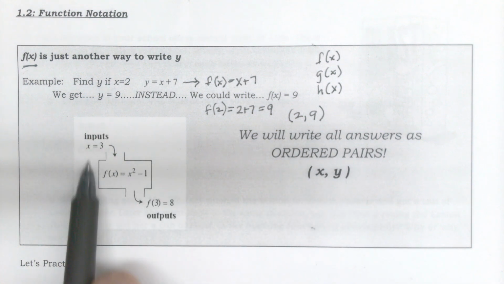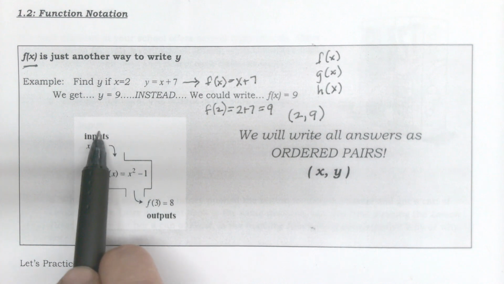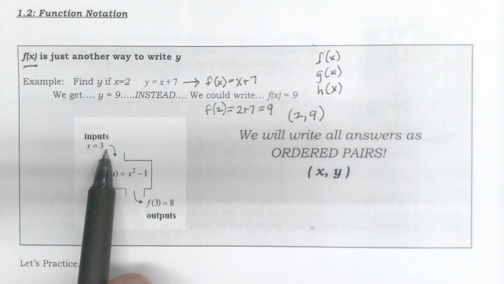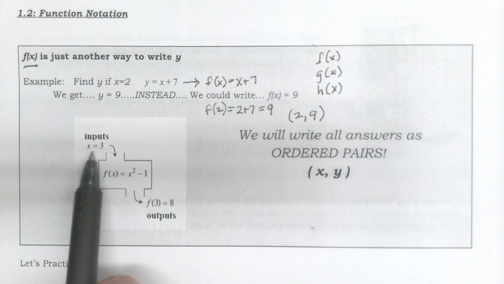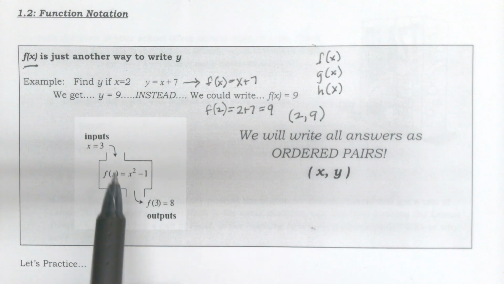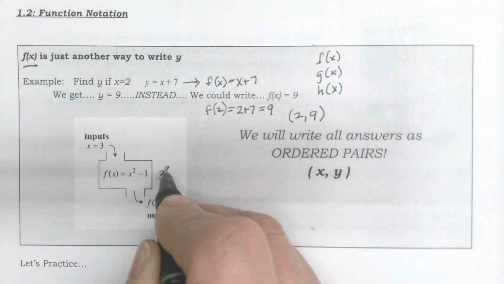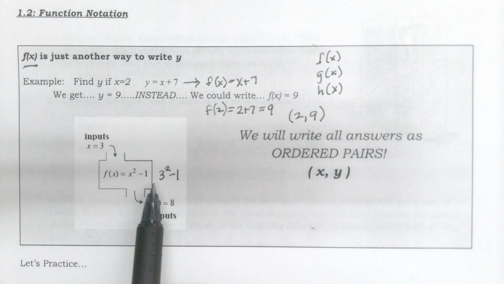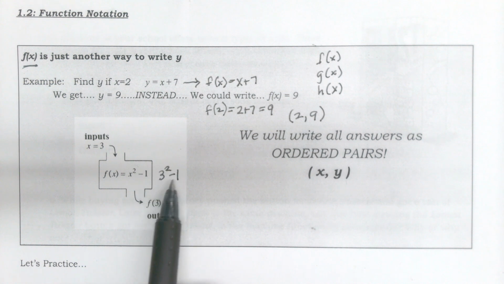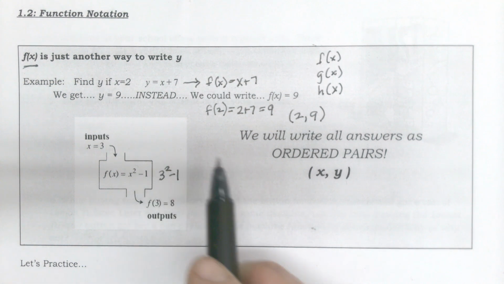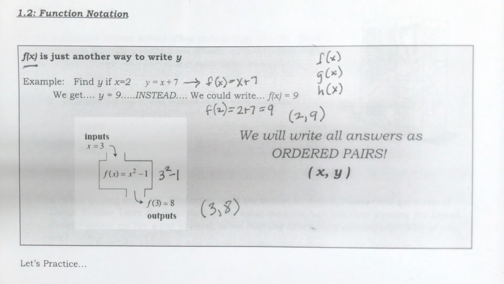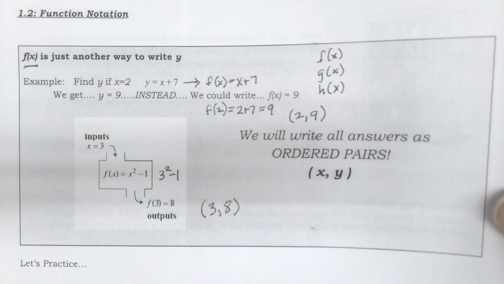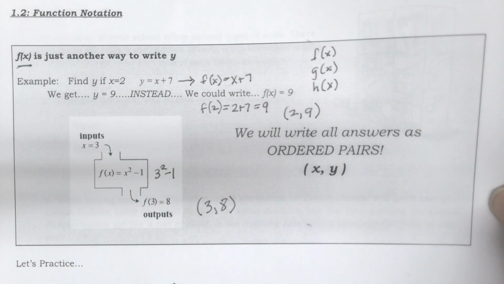So here's another example of an input-output. This is an input machine. If I input x, that means I replace x with, if I input x equals 3, I replace x with 3. This is telling me to take 3 squared minus 1. And if I need to use my calculator, I can, but 3 squared minus 1, 3 times 3, 9, 9 minus 1, 8. So f of 3 is 8. That's the point 3 comma 8. So now we're going to try some using that new function notation in the problems below.